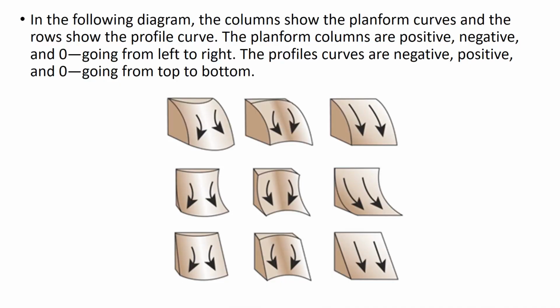In the following diagram, the columns show the planform curvature and the rows show the profile curvature. The planform columns are positive, negative, and 0, going from left to right. The profile curvatures are negative, positive, and 0, going from top to bottom.